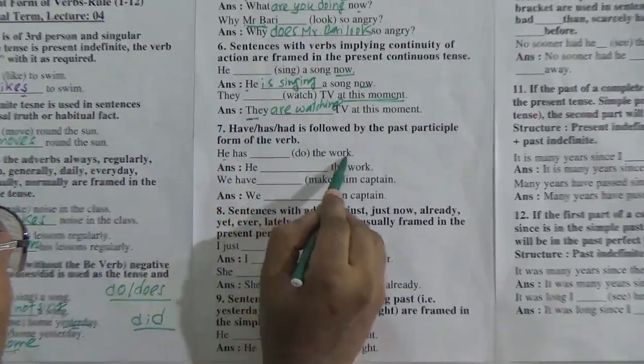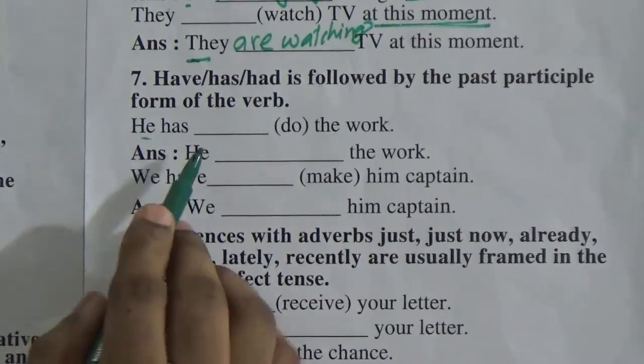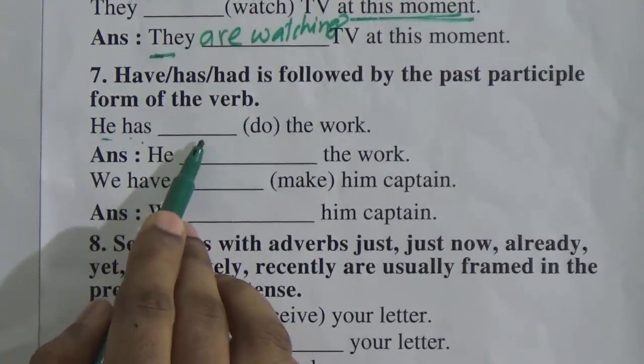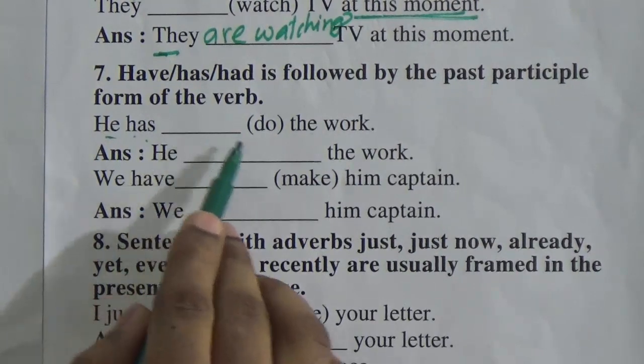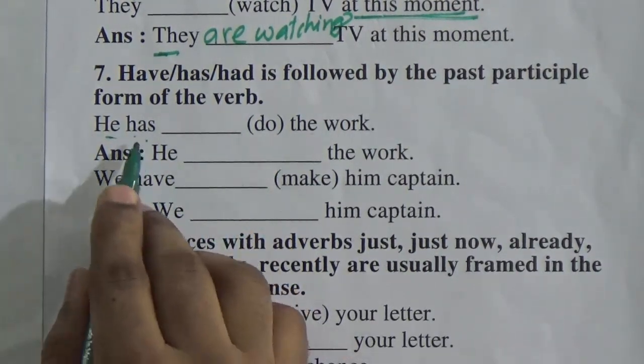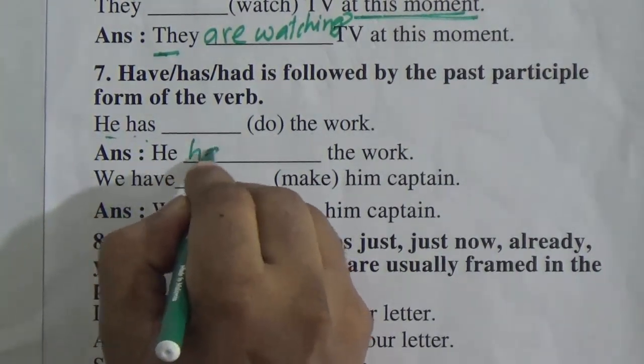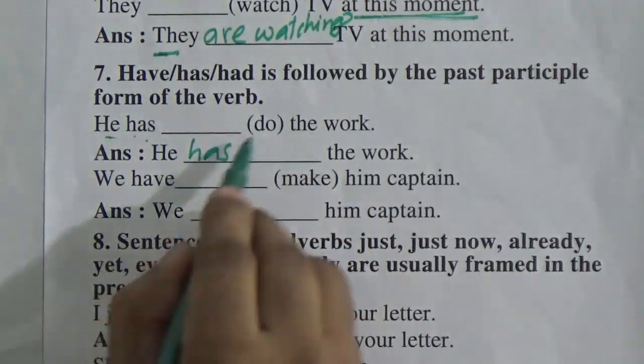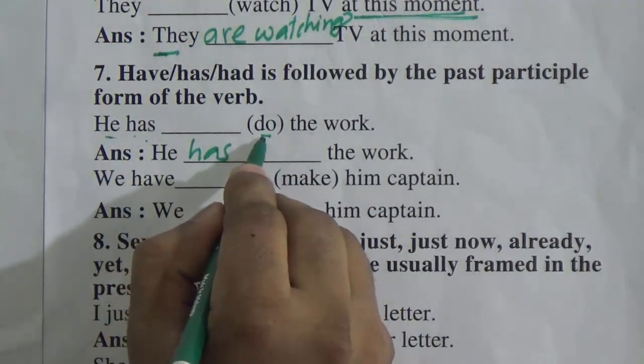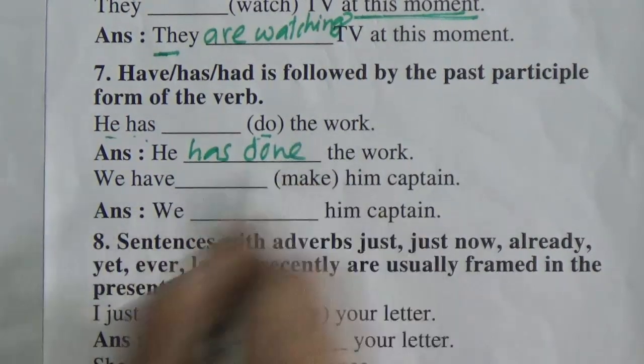Look, he has do the work. In present perfect tense, after have, has, what do we do? We put the past participle of the main verb. So he has, and what do we do? Do. So the past participle of the main verb, he has done the work.